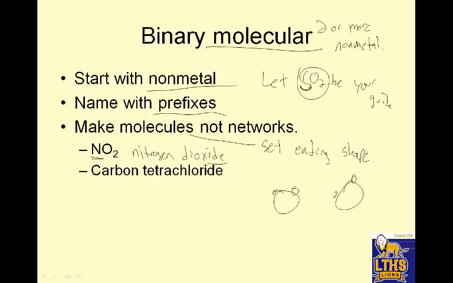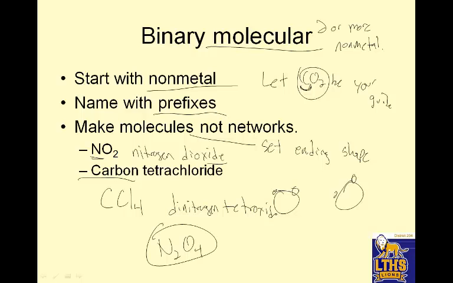So, sorry about that. Carbon tetrachloride, notice there's no prefix for the first one. So, whoops, it's C. I have one of them, right? Tetrachloride would be chloride is Cl, CCl4. Now if I had dinitrogen tetroxide: dinitrogen is N2. Tetroxide would be O4. Notice how these, you do not reduce them.